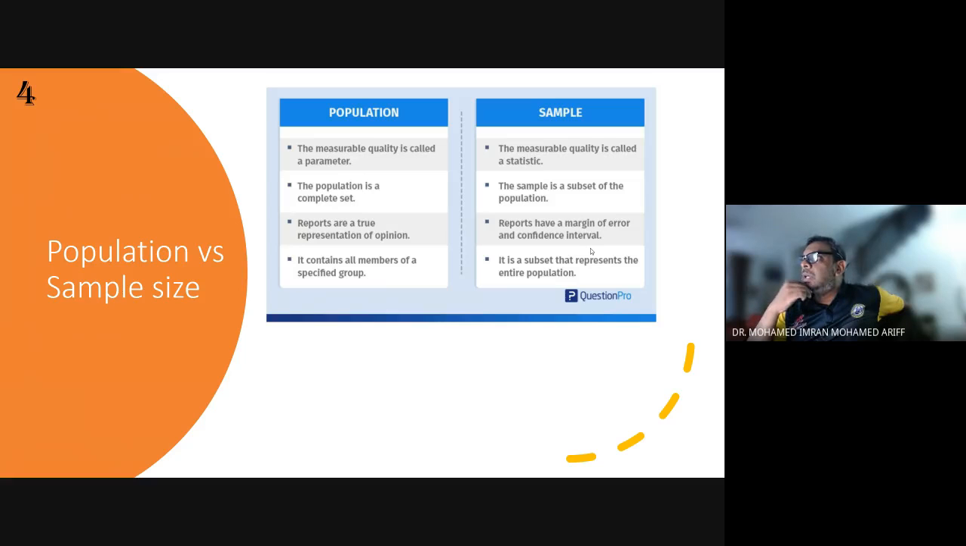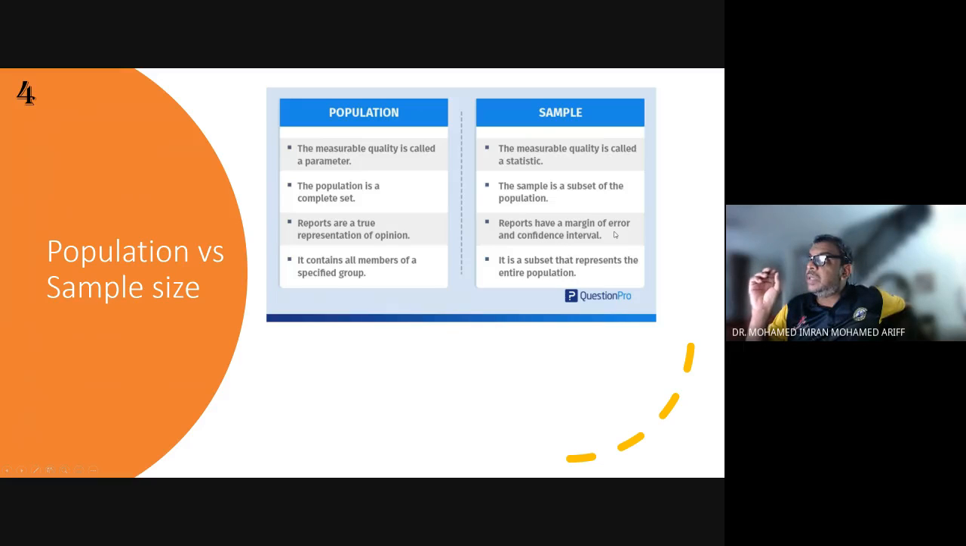Okay, population, the measured quantity is called parameter. The population is a complete set. Reports are a true representation of an opinion. It contains all members of a specific group. Okay, the sample is a subset of a population. Point number 3. Reports have margin of error and confidence interval.